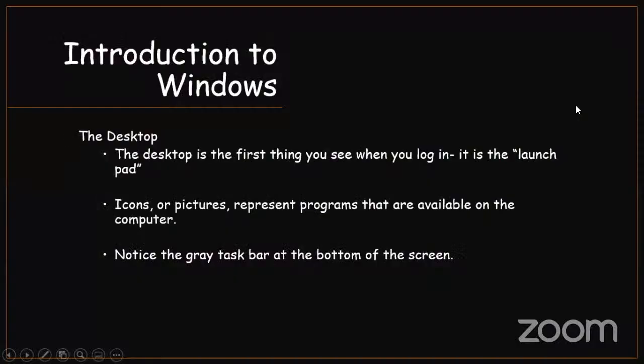All right, so let's start with the introduction to Windows. When you log in to a particular computer, whether it's a laptop or a desktop, the first thing that you see will be a desktop. That's the screen in front of you that shows you every piece of information that you need. Inside the desktop, you will see icons, pictures that represent programs that are available at that particular time on your computer. At the bottom of your desktop, you will notice a gray bar, and that gray bar is basically known as the task bar. Now, I will stop sharing this screen and show you my desktop so that you guys can understand what I'm talking about.